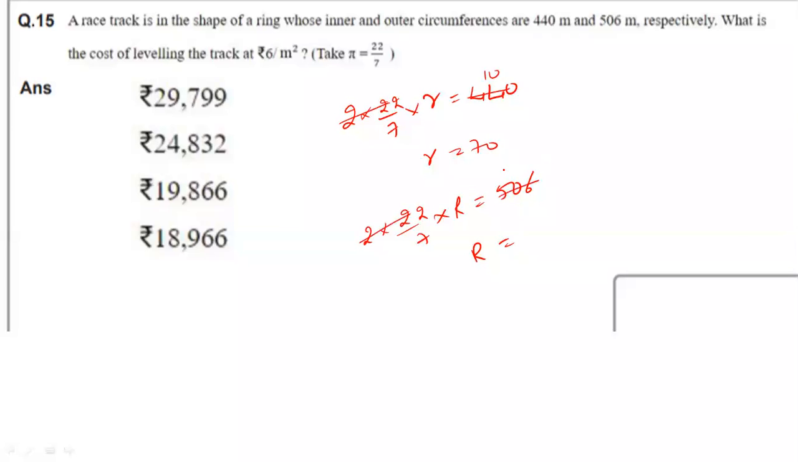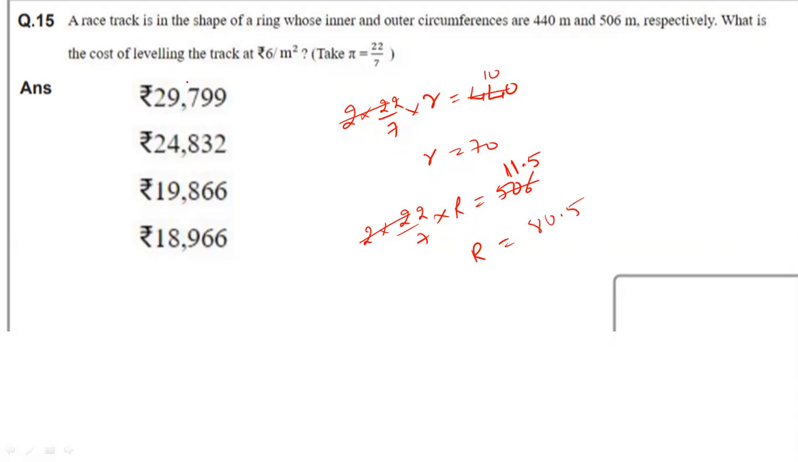So 44 tens are 440, still 66 is there. So 44 elevens are 484, and 44 elevens is 484, more another 22. Right. So R is equal to 11.5 into 7, which is 77, 80.5, 77 plus 3.5.